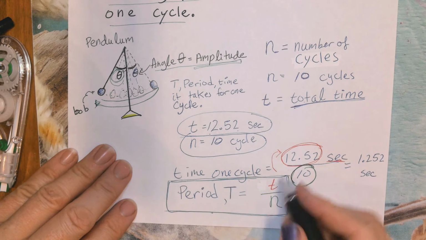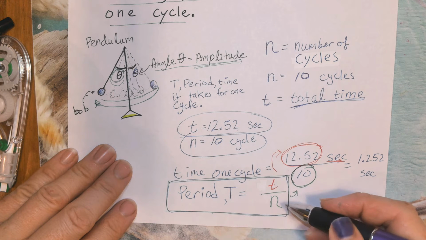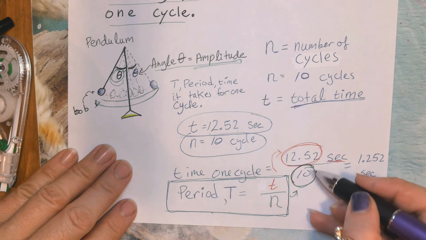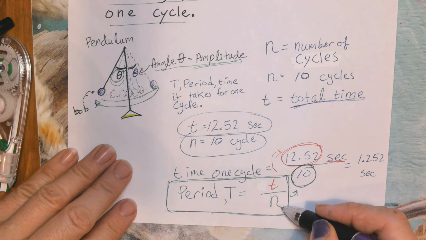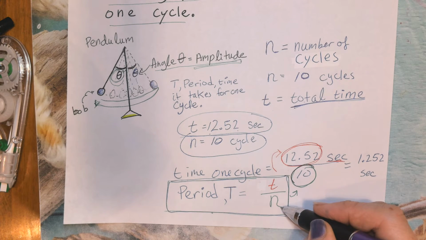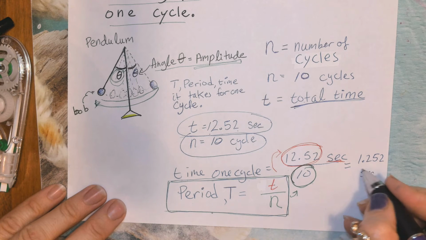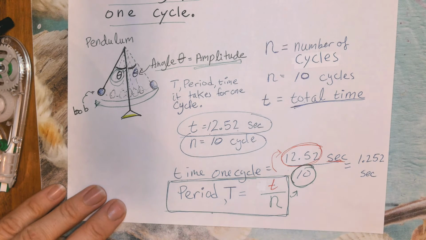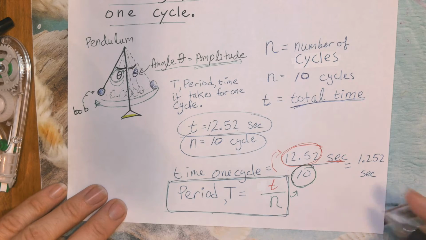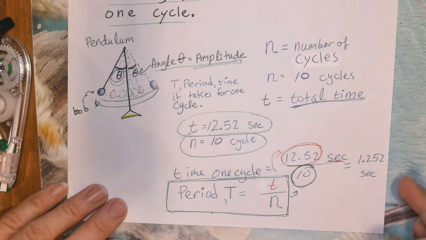Period equals the total amount of time, which was 12.52 seconds, divided by the number of cycles, which was 10 cycles. When you divide, you get 1.252 seconds. So that is the time it takes for just one swing.